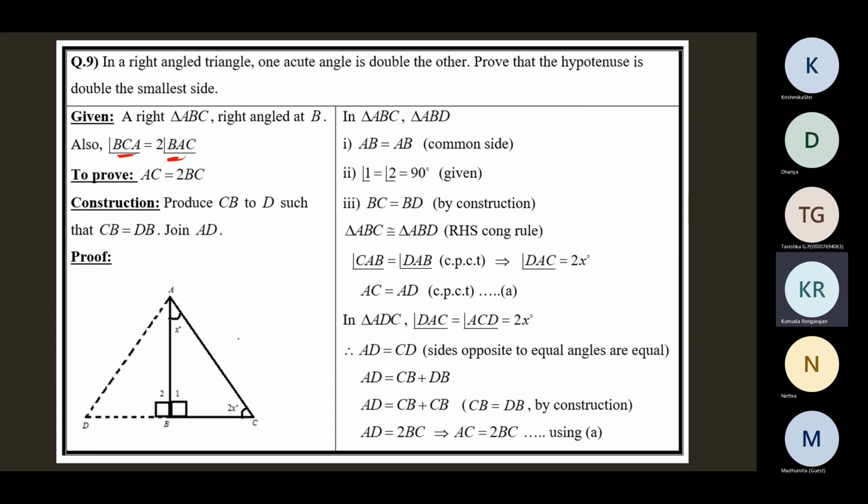And what is it that we have to prove? We will have to prove that the longest side AC is double the shortest side. Now, which is the shortest side? This is the smallest angle, so opposite to that is the shortest side. So we'll have to prove that this longest side AC is twice the shortest side BC.